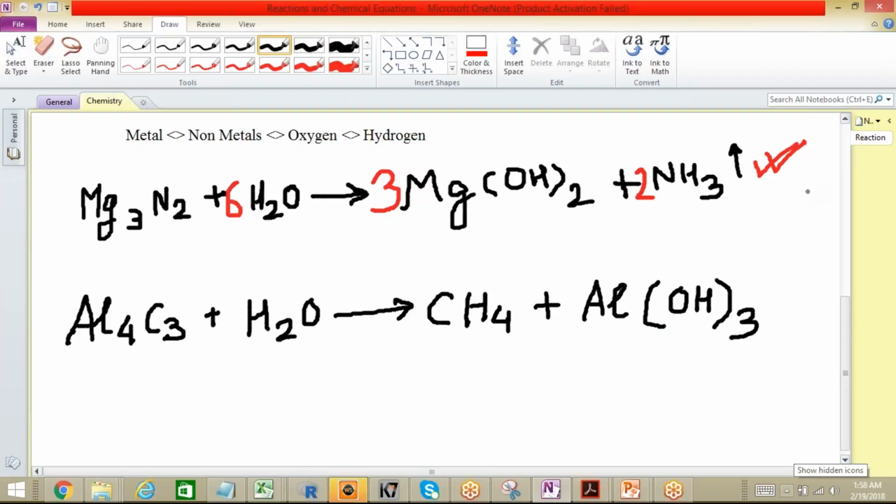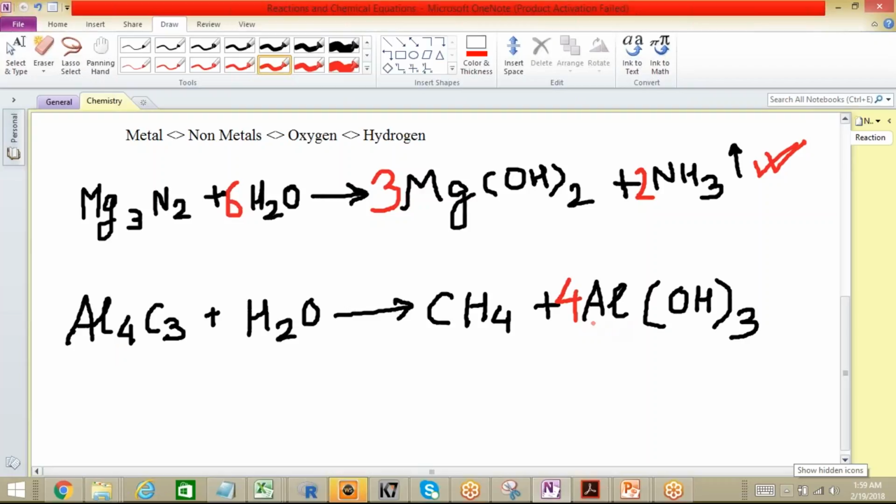Now, again, the first step is we need to check the metals first of all. So the first metal over here is aluminum, right? So in aluminum we have four atoms here, and here in the output we have only one atom. So of course I have to put four over here at the output. Fine. So you can see that at the reactant part we have four aluminum atoms, and at the output part also we have four aluminum atoms.